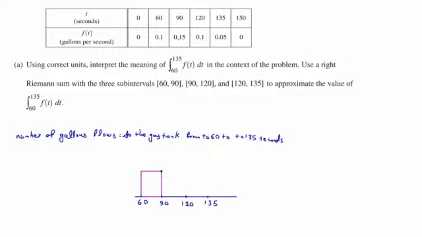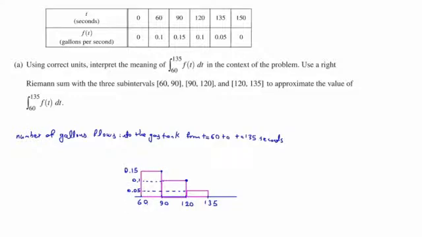The first one, we calculate the right Riemann sum, f of 90. What is it? f of that is 0.15, so this level. And for 120, it will be 0.1, so this part. And the last one, 135, it will be something like this, which, if we calculate, is 0.05.